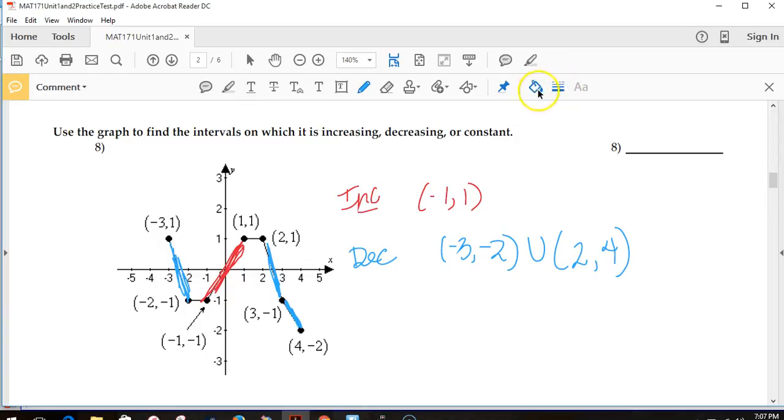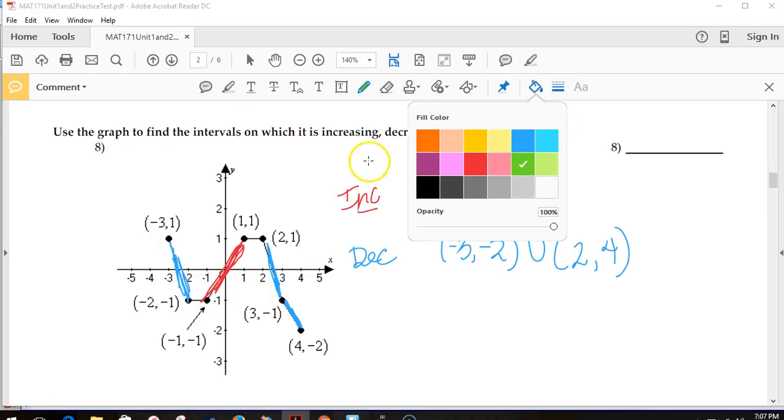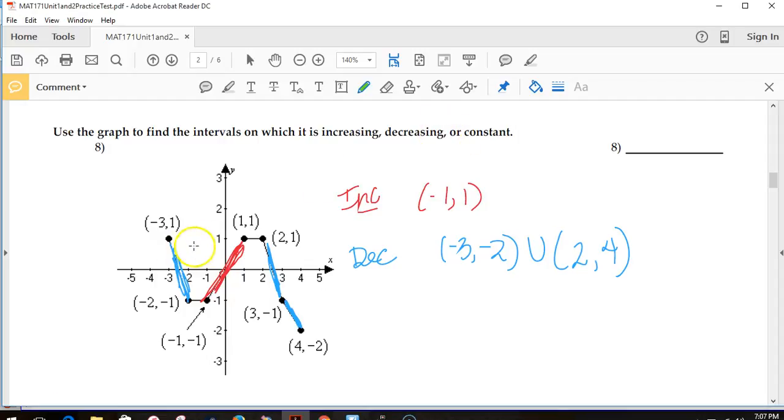Now let's talk about constant. I'm constant in this section and in this section. So my function is going to remain constant from -2 to the -1, and then again from 1 to 2. So I have those different sections.